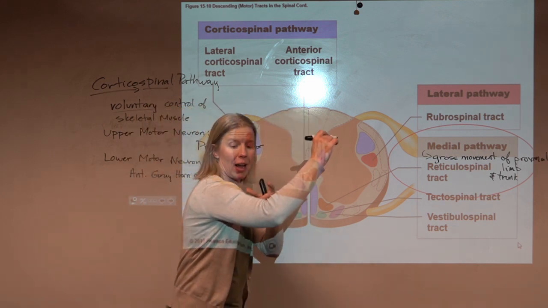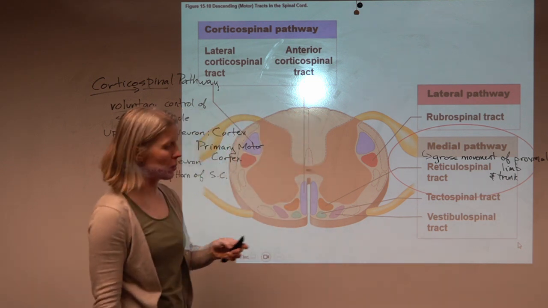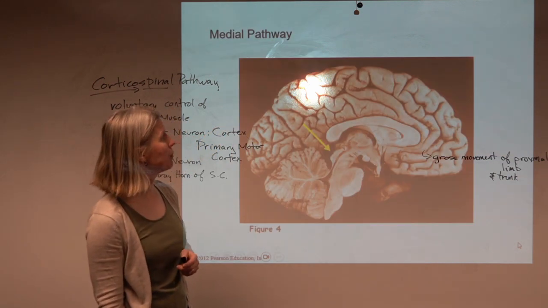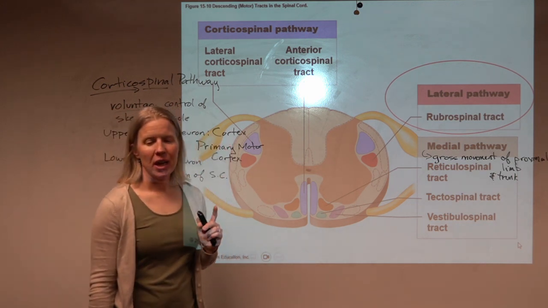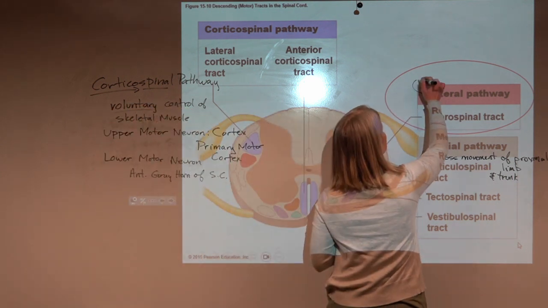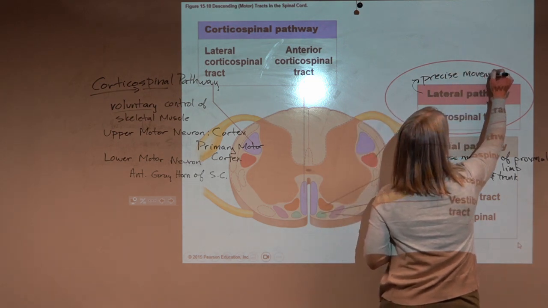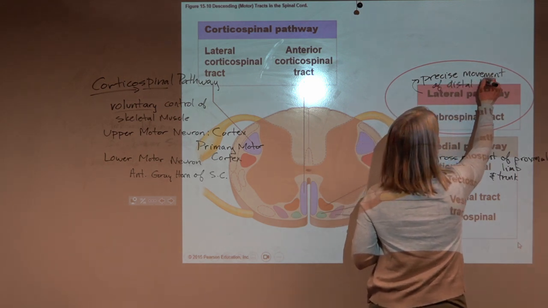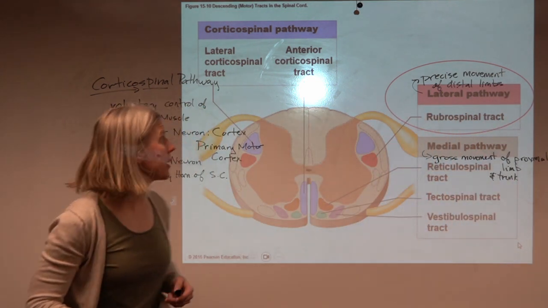When I go to write on the board, I still need this portion of my arm to move, even though the precise control is going to be in my hand. So the upper limb information is coming there from this medial pathway. The lateral pathway is going to be carrying information, the precise movement of the distal limbs. Right, so those are definitely working together.